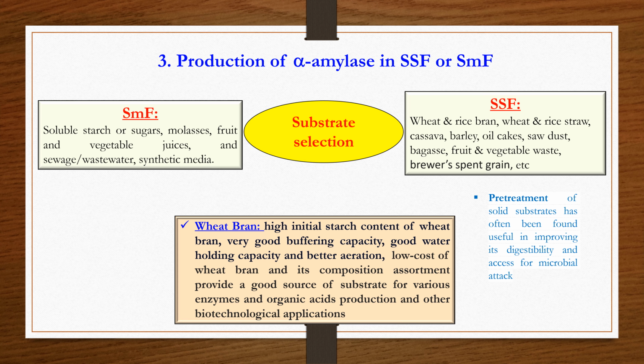In most cases it is observed that wheat bran is the best substrate for alpha-amylase production as well as other enzymes and organic acid production and other biotechnological applications because of a few reasons like high initial starch content of wheat bran, very good buffering capacity, good water holding capacity and better aeration, low cost of wheat bran and its composition assortment.